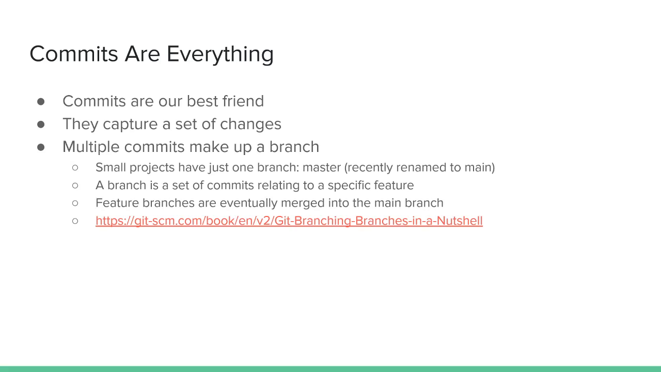So small projects, like if you have a personal website or if you're working on something in class, they usually just have one branch, which is the master branch. This was recently renamed to main on GitHub at least. So that's what I'll call it for the rest of the night. The main branch is sort of the core code for a project.